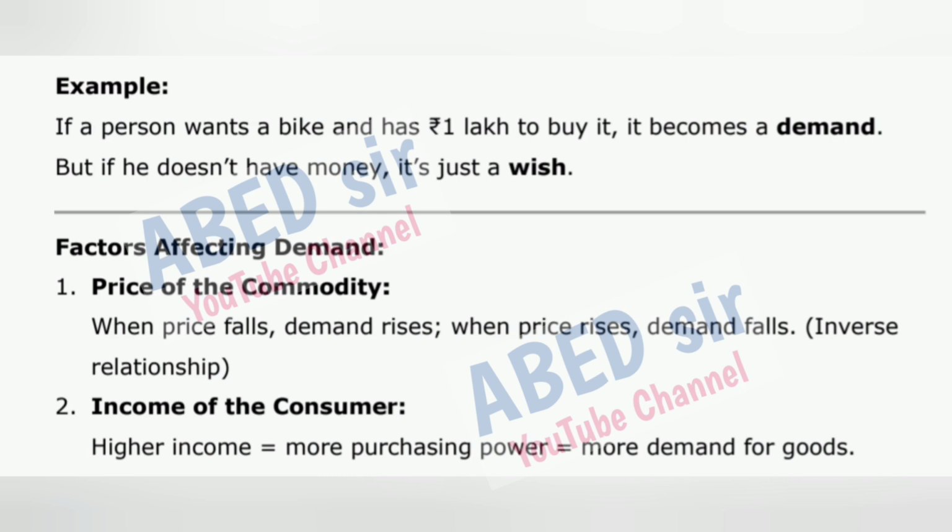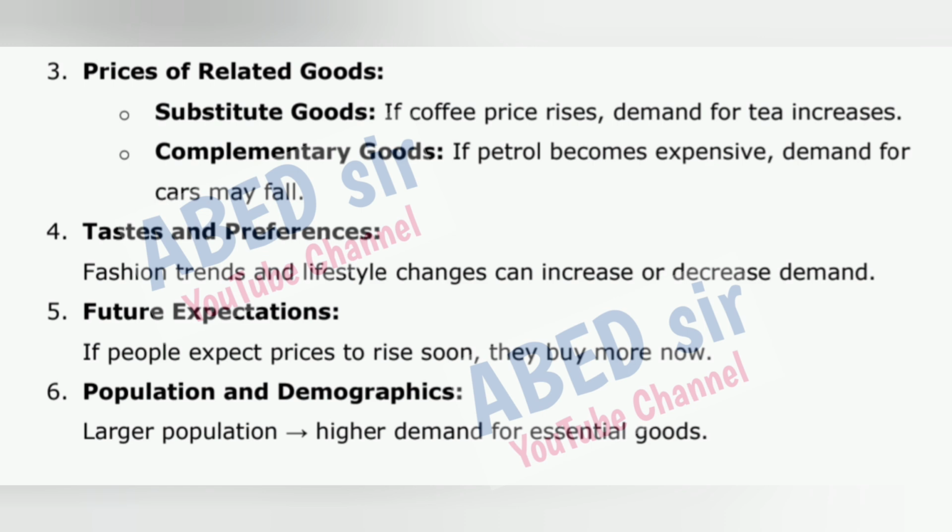Factors affecting demand. 1. Price of the commodity. When price falls, demand rises. When price rises, demand falls. Inverse relationship. 2. Income of the consumer. Higher income is equal to more purchasing power is equal to more demand for goods. 3. Prices of related goods. Substitute goods: if coffee price rises, demand for tea increases. Complementary goods: if petrol becomes expensive, demand for cars may fall.